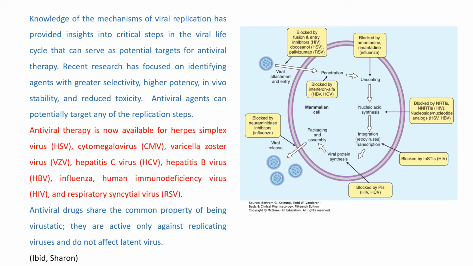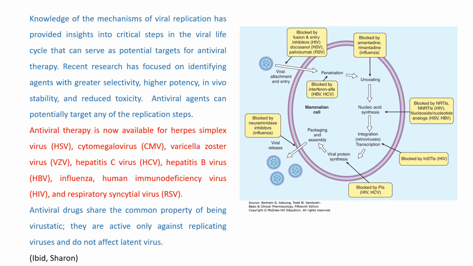We search for an antiviral agent that can potentially target any of the following replication steps. Let's begin with viral entry, blocked by fusion and entry inhibitors in HIV infection. And we have also docosanol for herpes simplex virus, and palivizumab for respiratory syncytial virus. These drugs act on the step of viral fusion and entry.